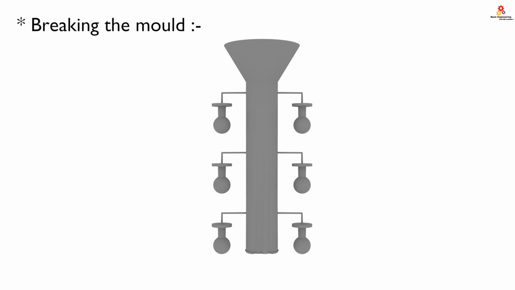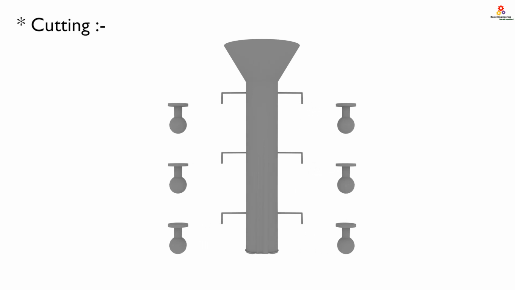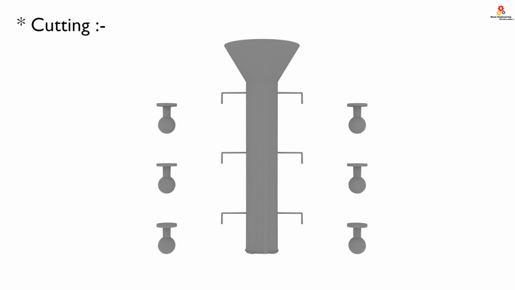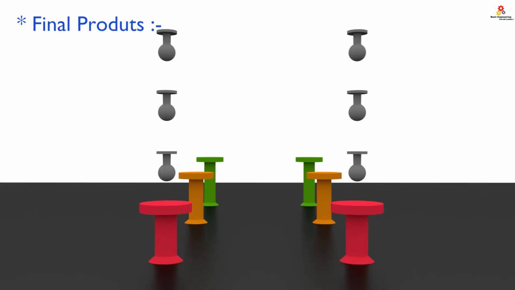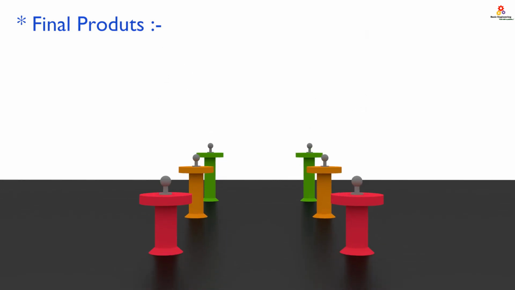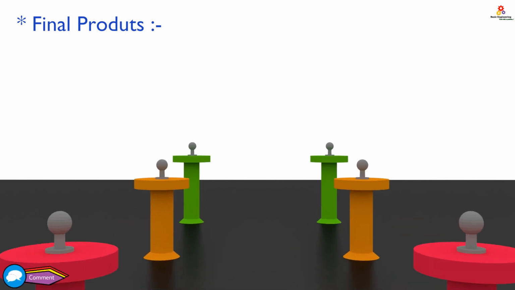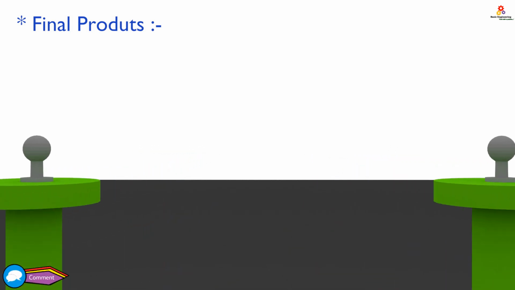At the last, we need to separate our products from the sprue. To separate the products, we will just do a simple cutting operation. Well, before the end of the video, we will discuss the advantages, disadvantages and applications of this process.